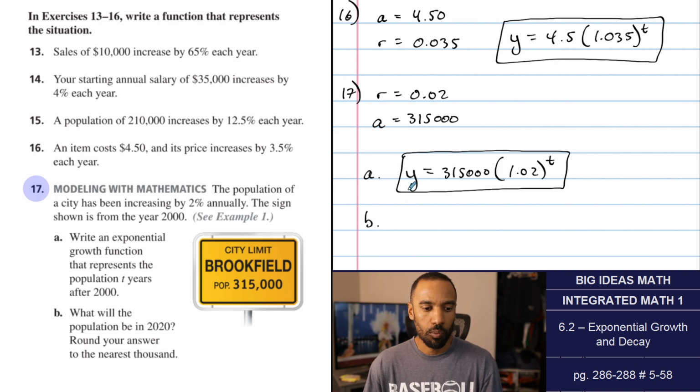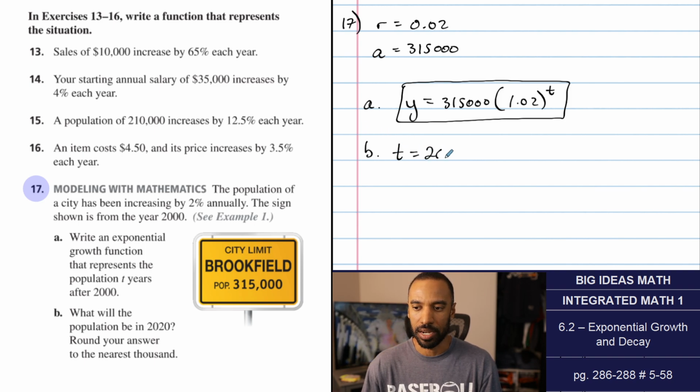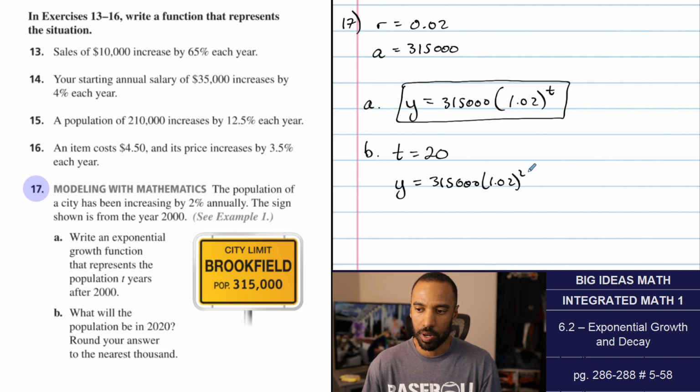Part B says, what will the population be in 2020? Round your answer to the nearest 1,000. 2020, that's where t will now be 20. Not 2020, just 20, because that's 20 years after the year 2000. So the y value in this case is 315,000 times 1.02 to the 20th power.